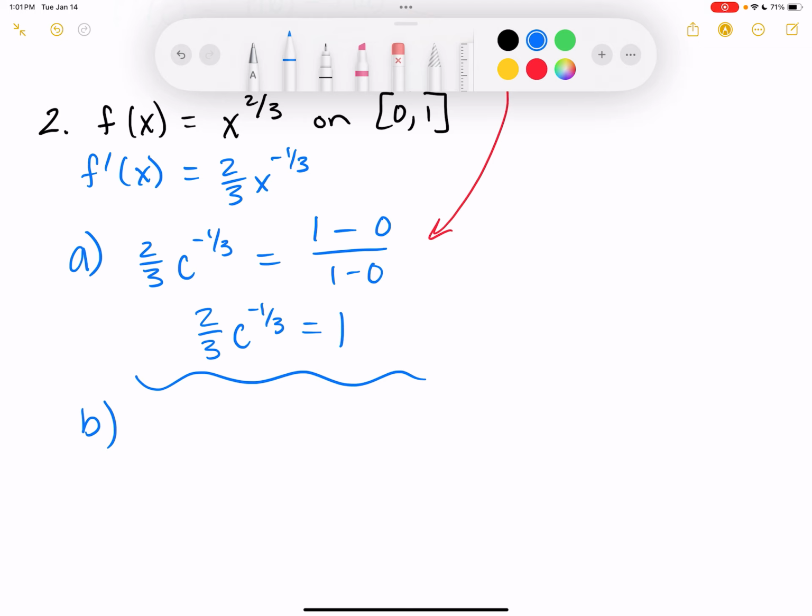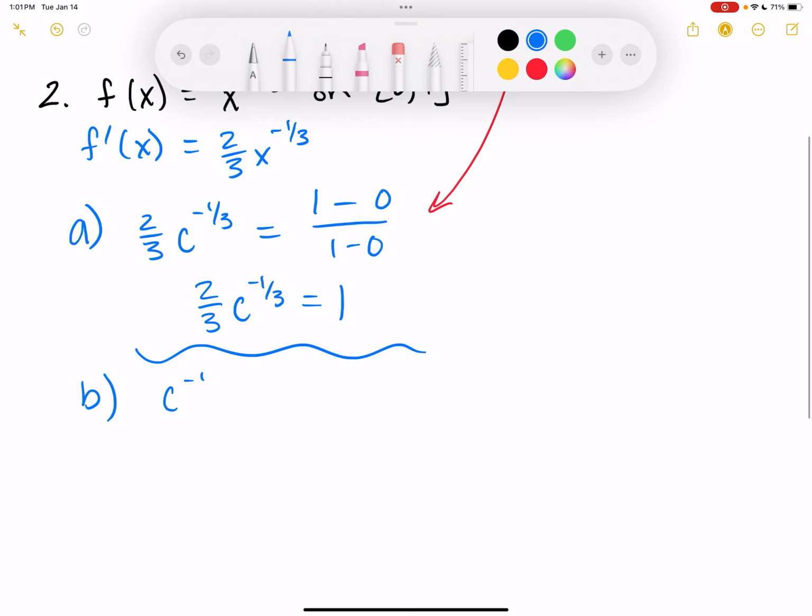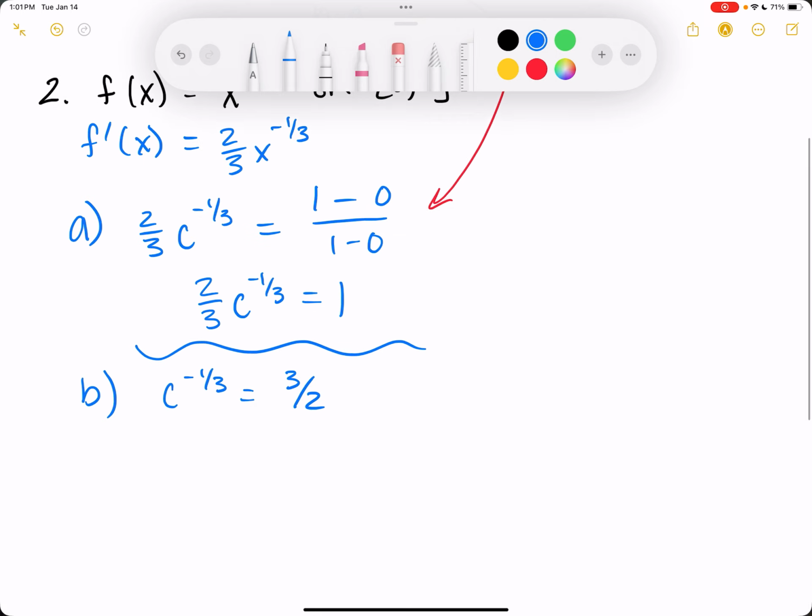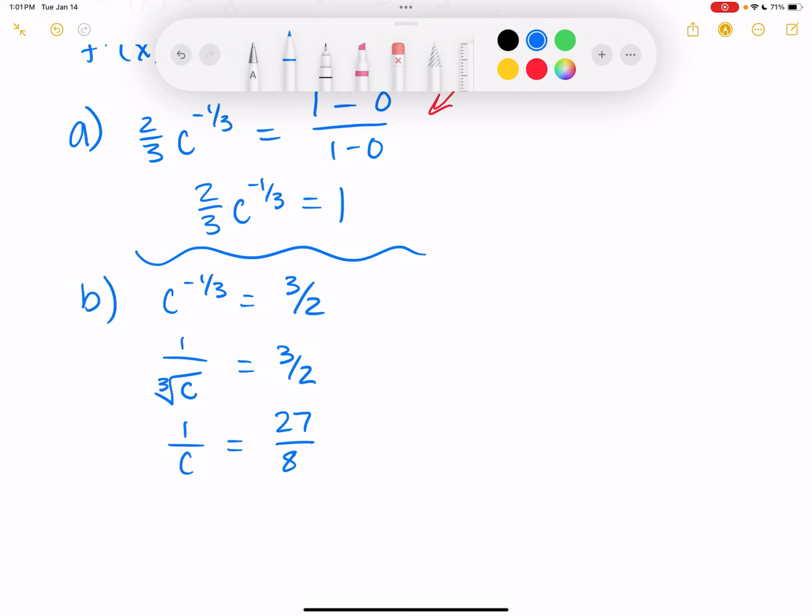So I'm going to multiply by 3/2. So c to the negative 1/3 equals 3/2. This would be basically the same thing as 1 over the cube root of c. I can cube everything to get 1 over c equals 27 over 8. If I want c on top, I can just flip the fractions over and get c equals 8 over 27.